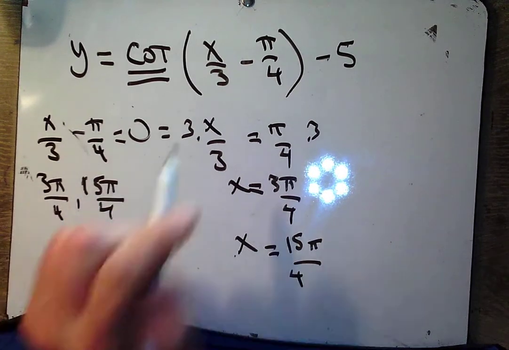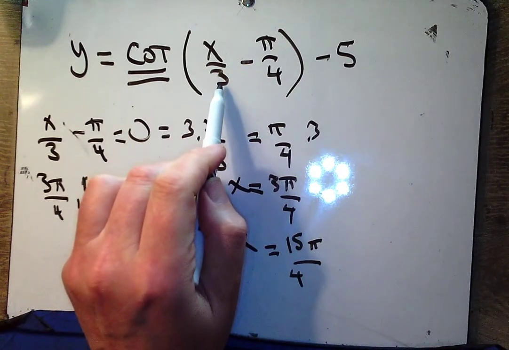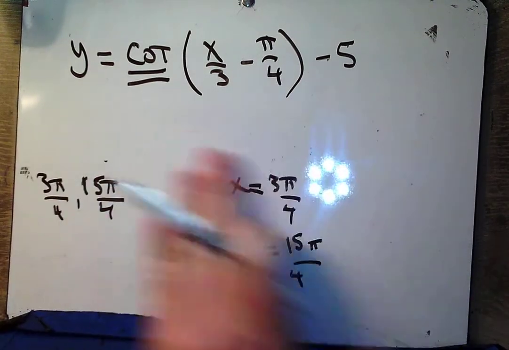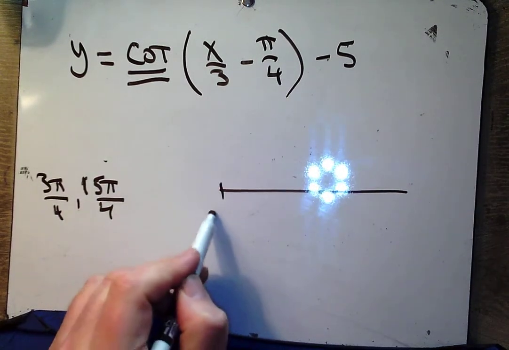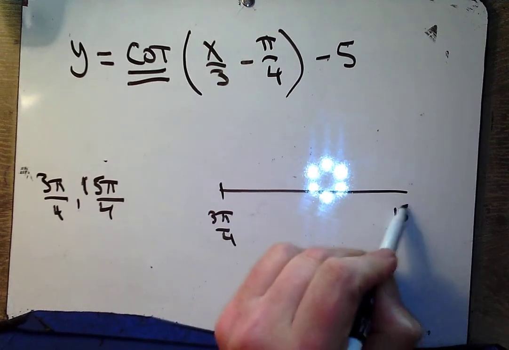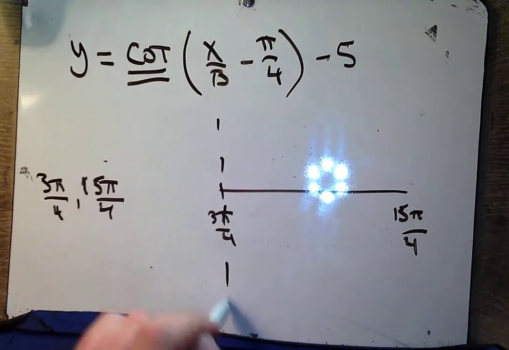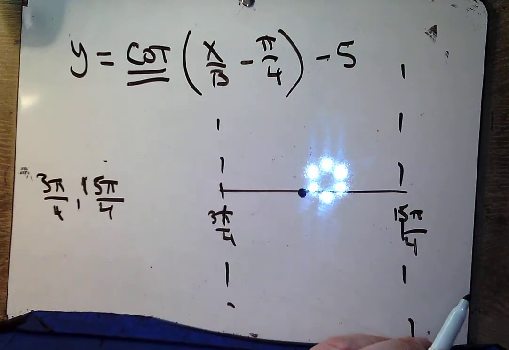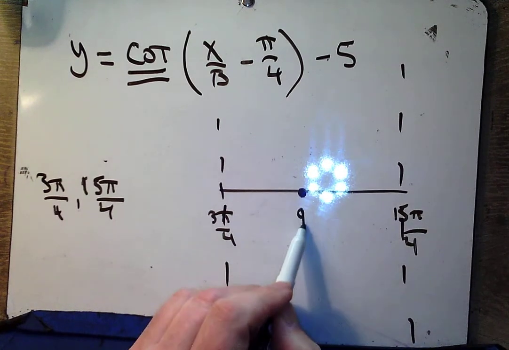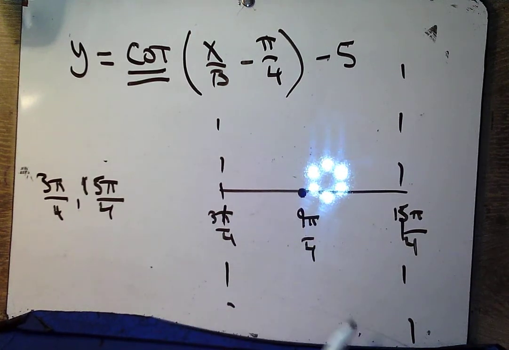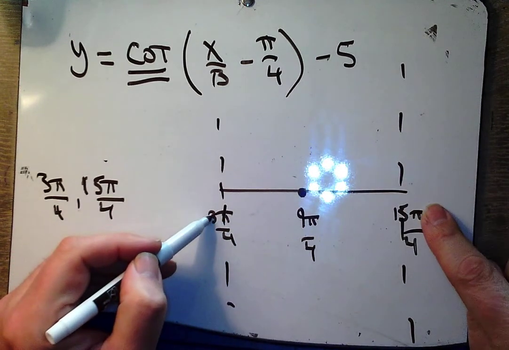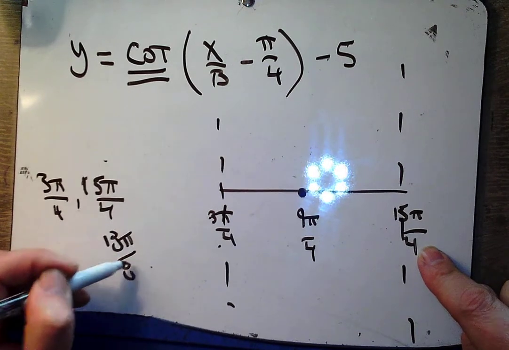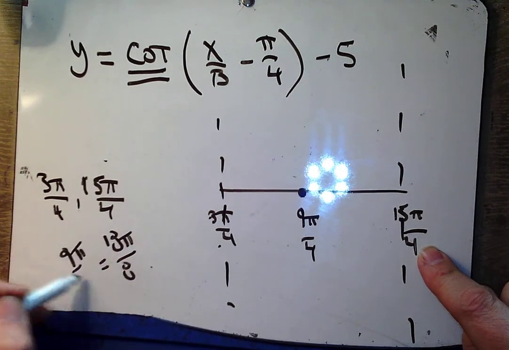Why are these so far apart? Because of this. This has me multiplying x's by 3. This is a horizontal expansion. So let's graph what we know. We have 3 pi over 4 and 15 pi over 4 as vertical asymptotes. And halfway in between 3 and 15 is 9 pi over 4. Sure, add these. 3 plus 15 is 18. Double the denominator. 18 pi over 8, which reduces to 9 pi over 4.